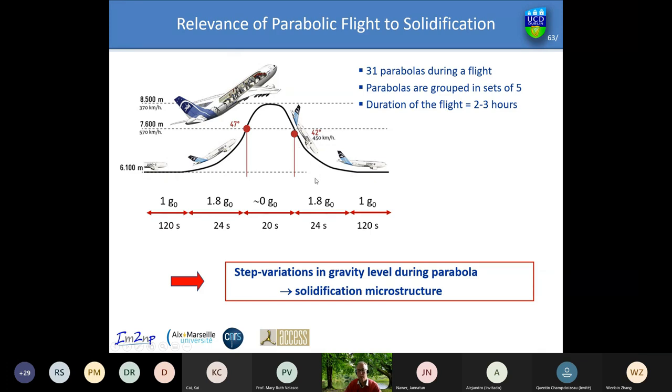And then, of course, we don't want the free fall to continue too long or we don't come back from the experiment, bearing in mind we're on board. So the pilot pulls up. And then here we have 2G again, and we're into normal conditions. And these are repeated. So there are 31 parabolas during a flight. Each flight lasts about 2 or 3 hours.